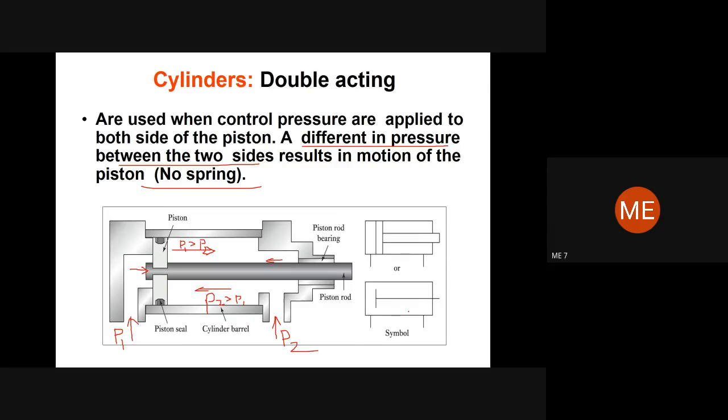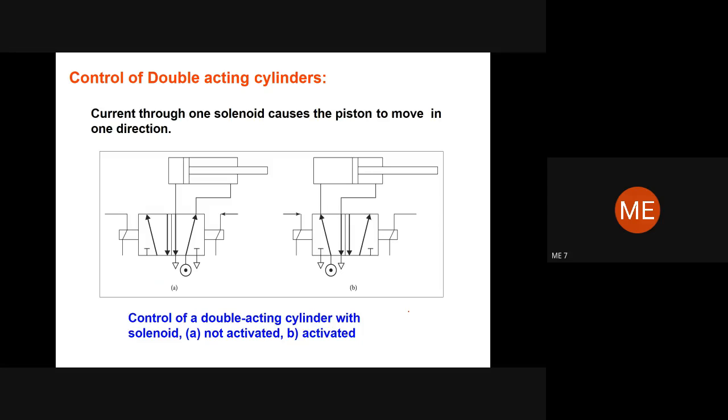Similarly, we will understand the control of the double acting cylinder. Here, as we have mentioned, we will not be having any spring. Therefore, for making it move from one point to another point, you have to apply the pressure. Now observe here. In this case, this is the control of a double acting cylinder with the solenoid not activated.